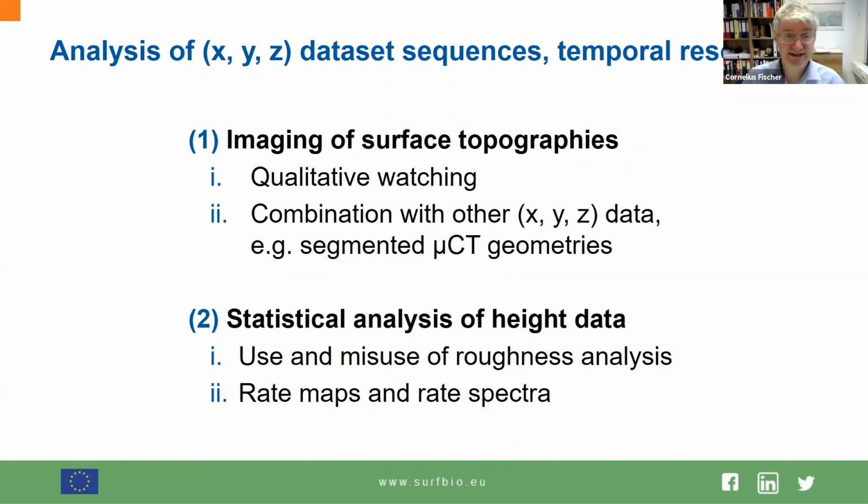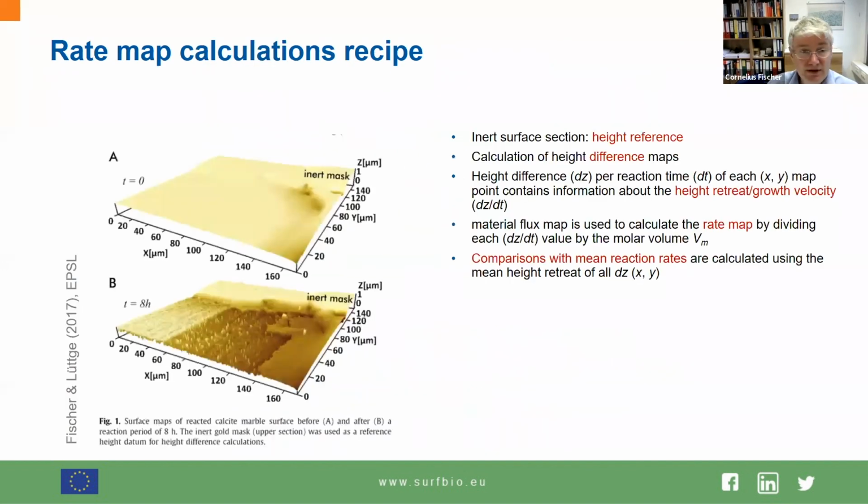Second thing to do is statistical analysis of height data. And that's the point to visit, at least for a few seconds, the topic of surface roughness analysis. And the second thing is something that I like much more, because it provides direct insight into the quantitative evolution. That's the calculation of rate maps, and to do a statistical analysis of the rate data that can be directly derived, calculated. That's what I would like to start with, since you have seen half of the story already.